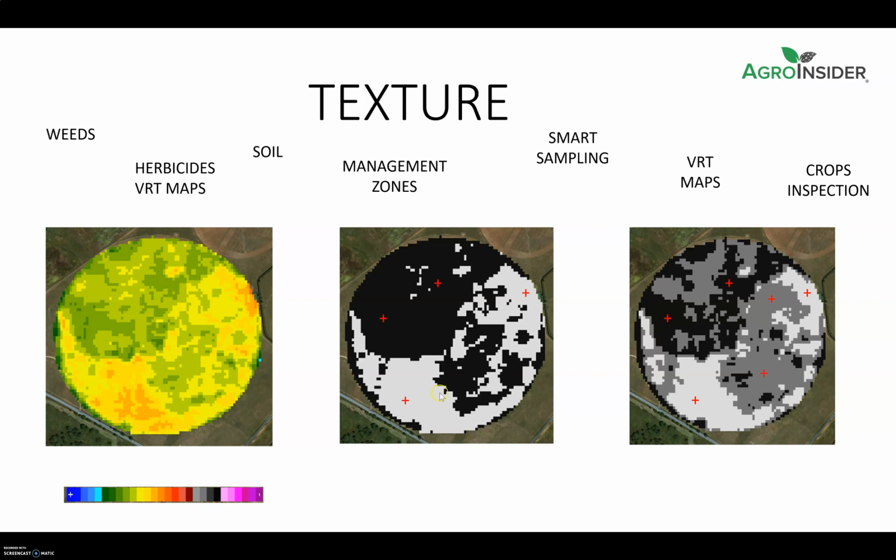You can also use this in terms of management zones. If you divide the parcel into 2 management zones, these will be the zones that you have to handle. If you divide into 3 management zones, these will be the zones that you have to handle. You can locate specific sampling points to see if there are variations in soil quality or whatever for the specific management zones. Also, you can do some crop inspection to see if everything is okay. So this is more or less in terms of texture.